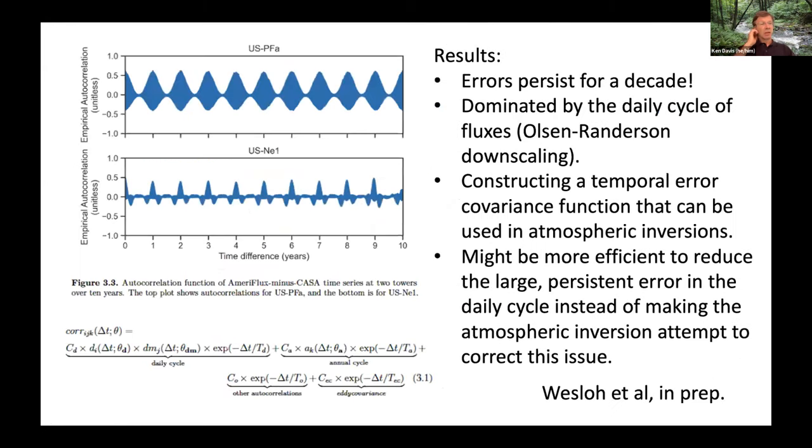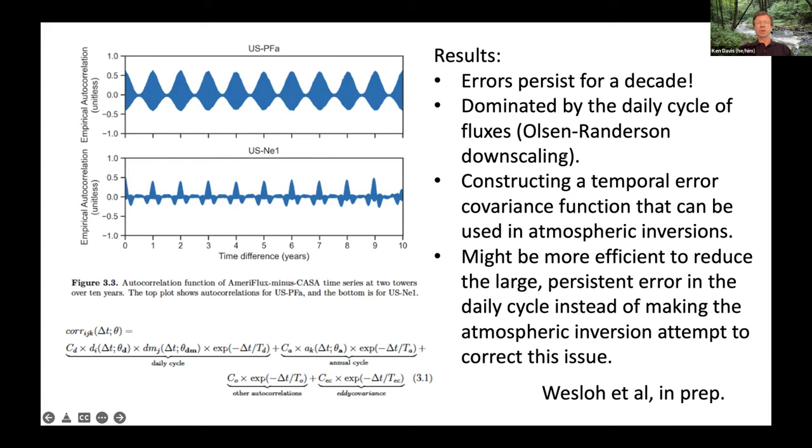And this result was jaw-dropping to me. Others have said, no, this is expected. This is the autocorrelation function for two sample towers. This is northern Wisconsin. This is Mead in Nebraska, a crop site. And this is a time lag going up to a decade. I would have expected these errors to fall off over time and eventually become uncorrelated. They never decay. This is dominated, however, by the daily cycle.